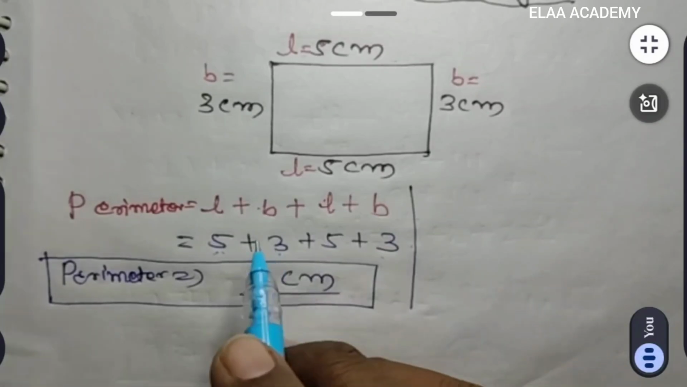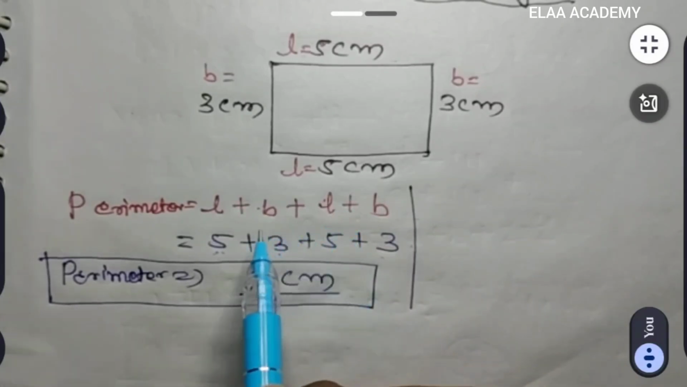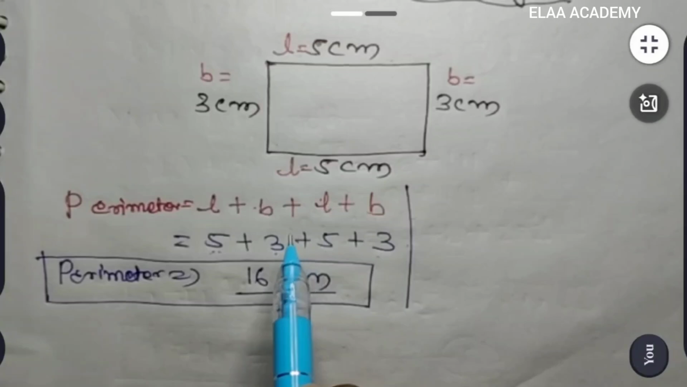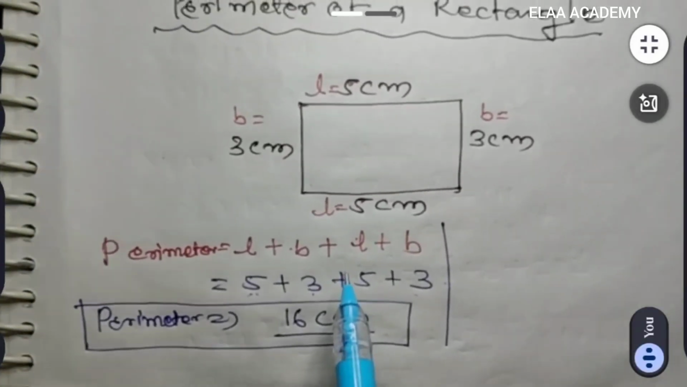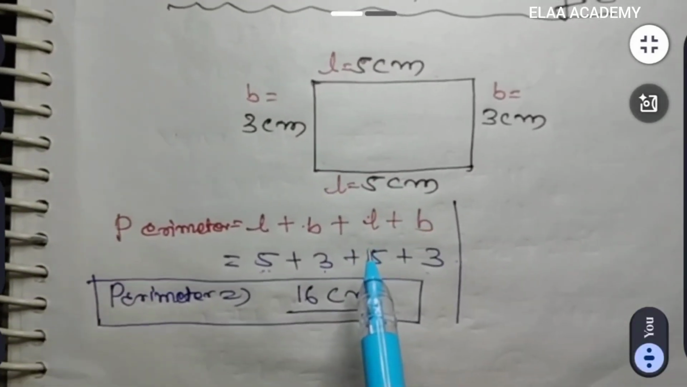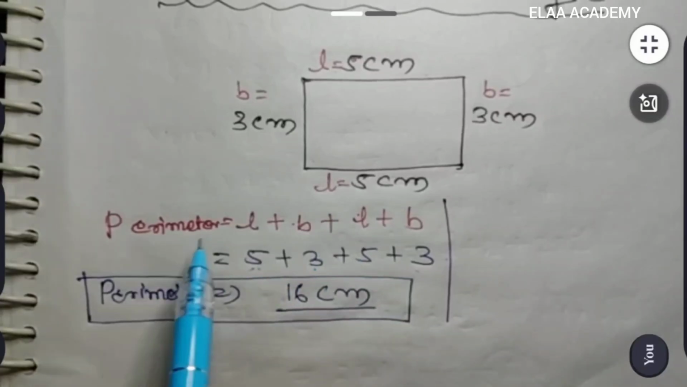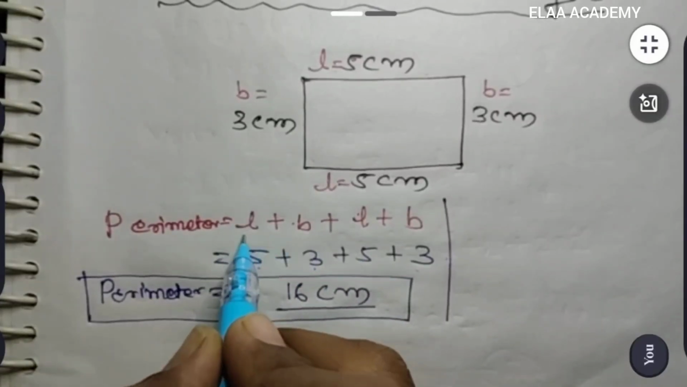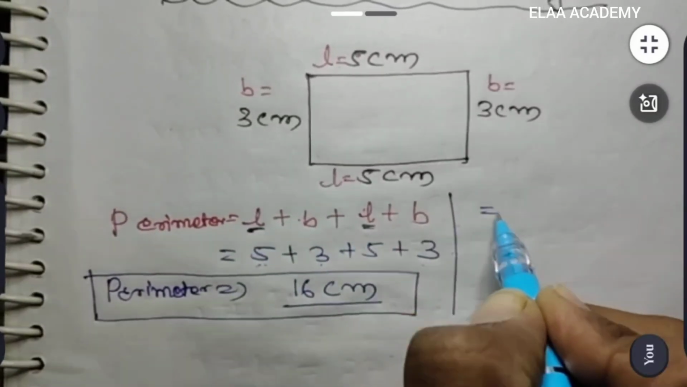हम लोगों को इसका पेरीमीटर कैसे मिल गया? 16 सेंटीमीटर. But we also know the formula of the perimeter of a rectangle. So formula कहाँ से आया है देखते हैं अपन. फॉर्मूला कैसे आया है, कैसे फॉर्मूला बना है वो हम देखते हैं.